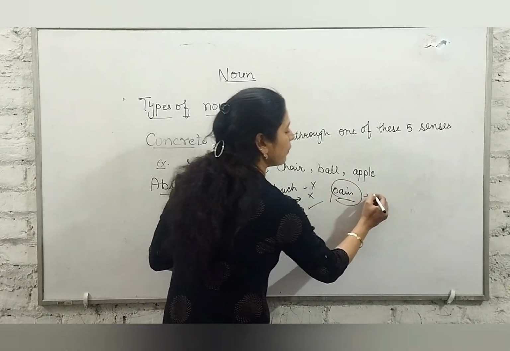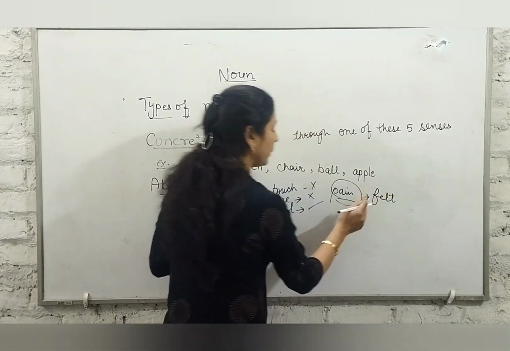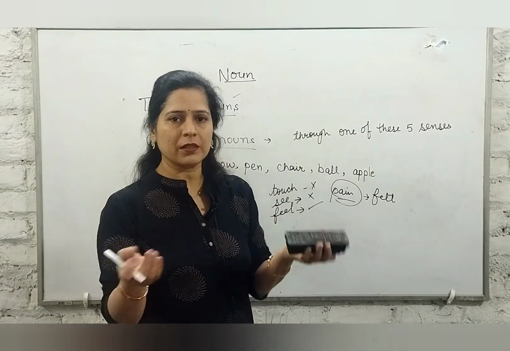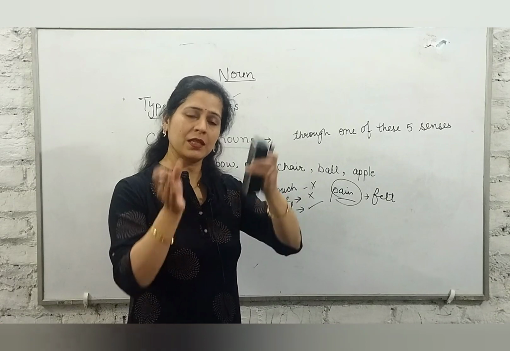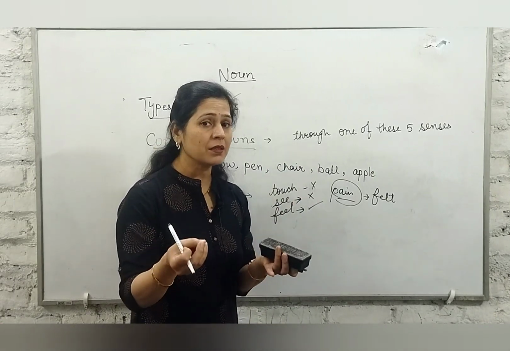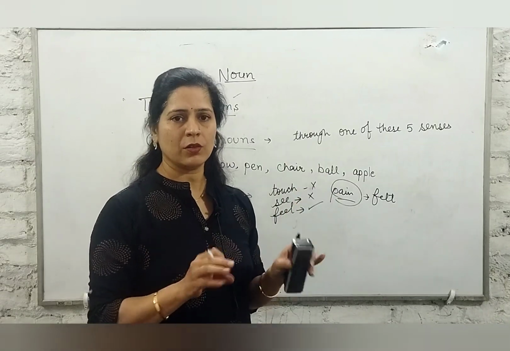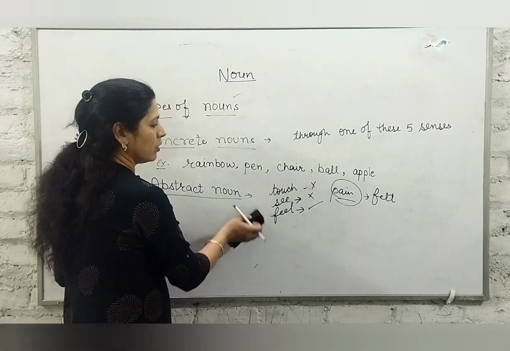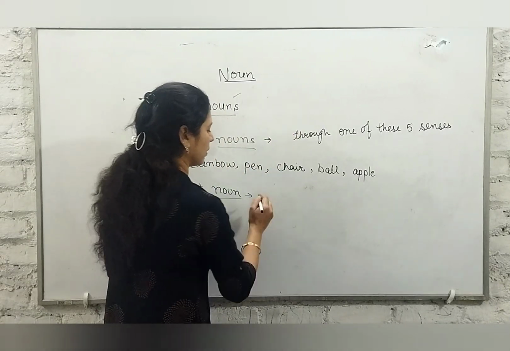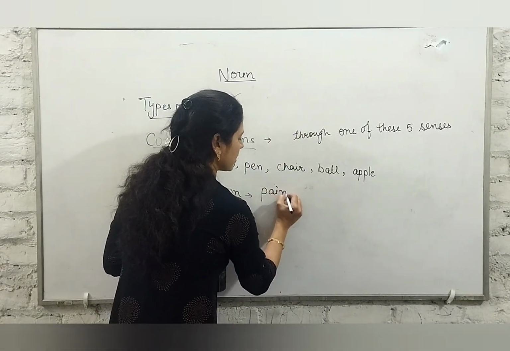Pain can be felt only. Pain cannot be touched. Pain cannot be seen. Pain is not something that you can see. You can see a person in pain, you can see a boy who is in pain, but basically you are seeing that man, you are basically seeing that boy, you are not seeing the pain, right? So pain is something that can be considered as abstract noun.